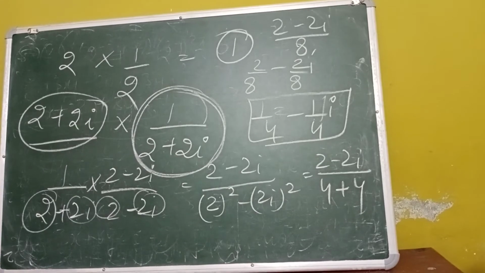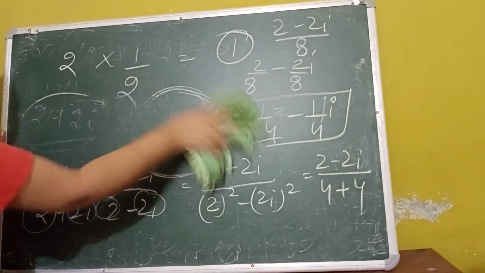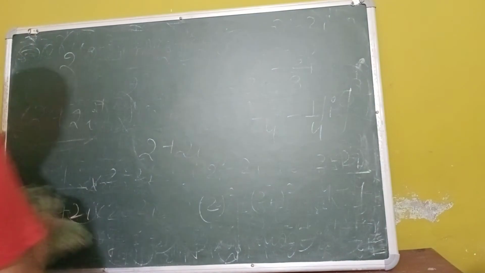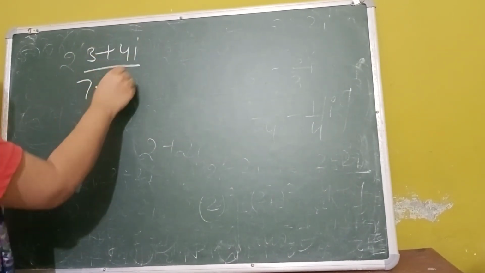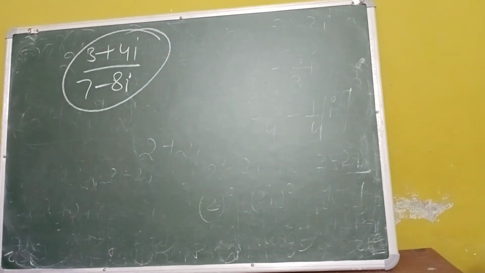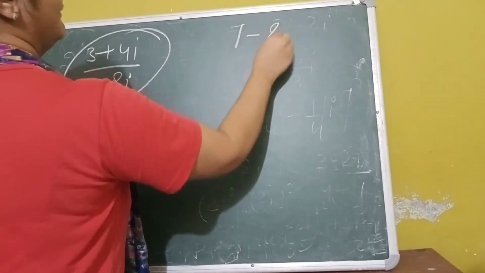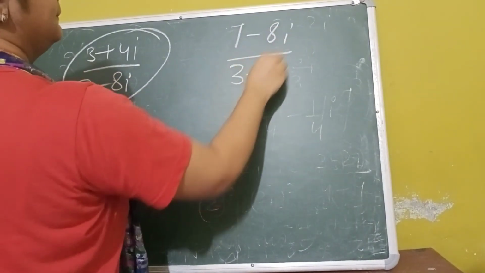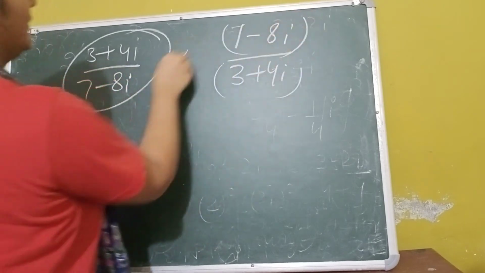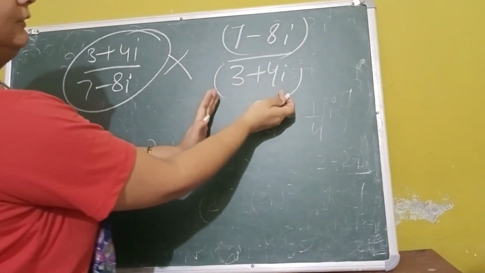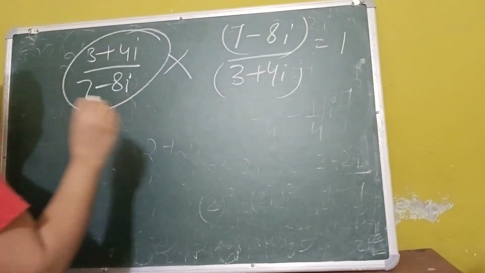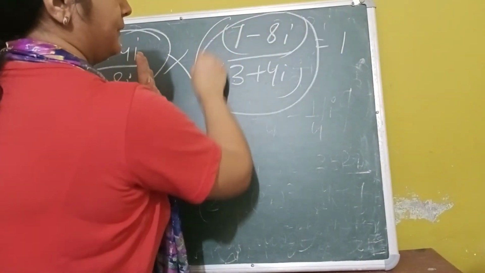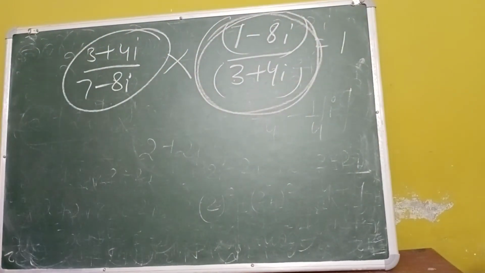One more example I can give. If a term is given, 3 plus 4i upon 7 minus 8i, and I am asking for the multiplicative inverse of this, then surely you will say that it will be 7 minus 8i upon 3 plus 4i. Because when we multiply by this, we should get 1, since these two will be cancelled, these two will be cancelled. So our answer is this. We have got our answer. This is the multiplicative inverse.